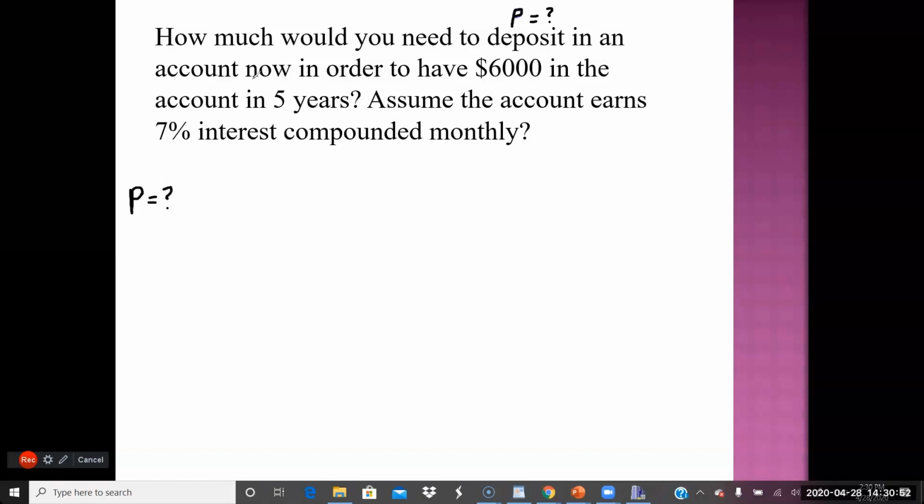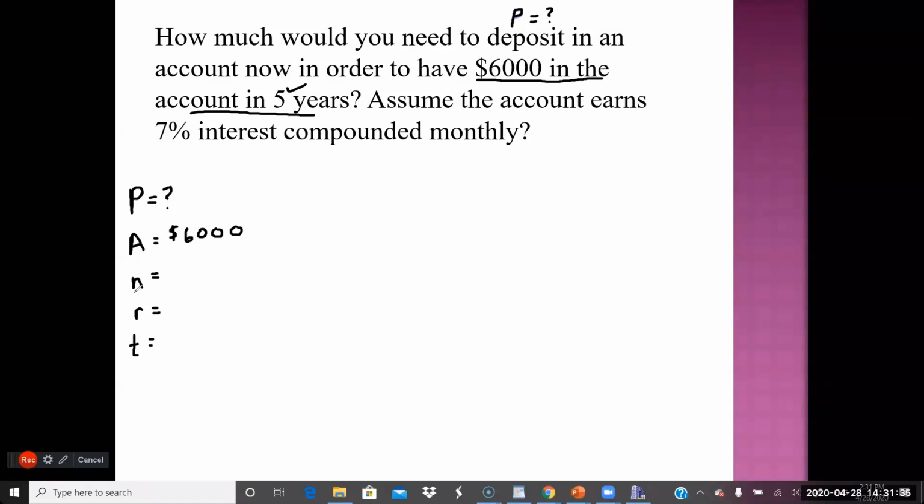It says you're going to have 6,000 in the account in 5 years. So what is my 6,000? Which variable? We've got P, A, N, R, and T, right? So let's fill those in. What's my A? 6,000. Yes, that's my goal. That's what I'm going to have in the future. And then they're telling me 5 years. I have to wait 5 years. So which one of these letters is 5 years? N, R, or T?